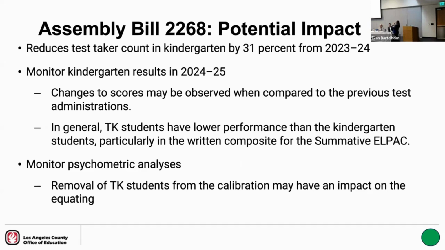It's going to reduce the taker count in our kindergarten by 31% over this last year. We'll be monitoring kindergarten results in this coming year, and we'll be looking to changes in scores when compared to previous administrations, especially since we're losing 31% of the score base. In general, our TK students have lower performance than kindergarten students, specifically when it comes to writing. And there'll be a monitoring of psychometric analyses, since the removal of TK from calibration may have an impact on the equating.